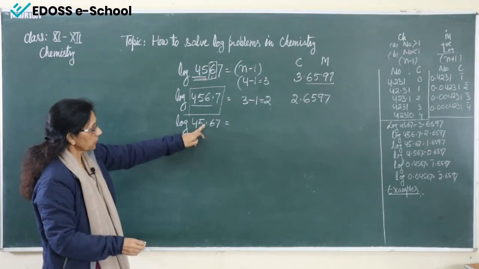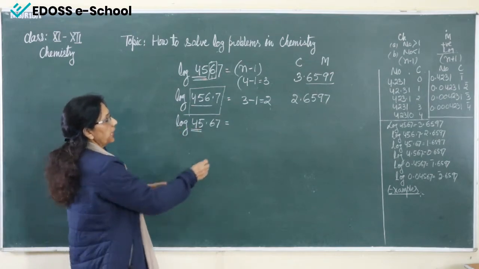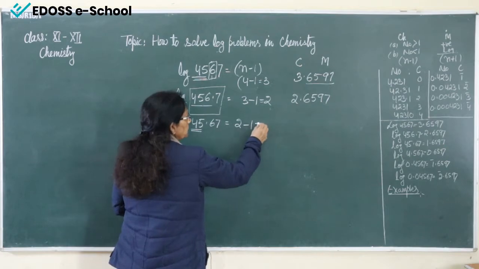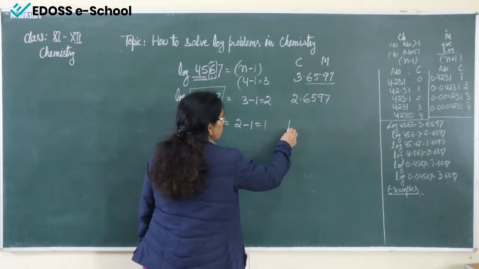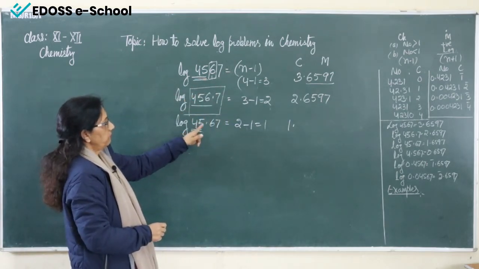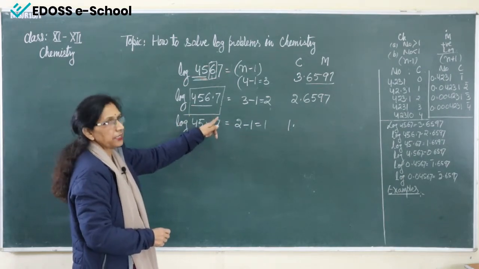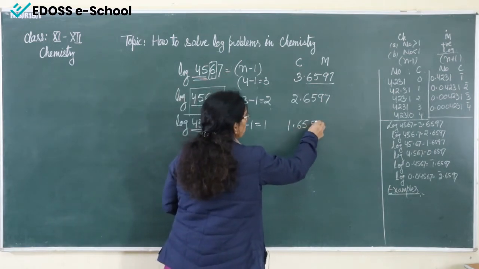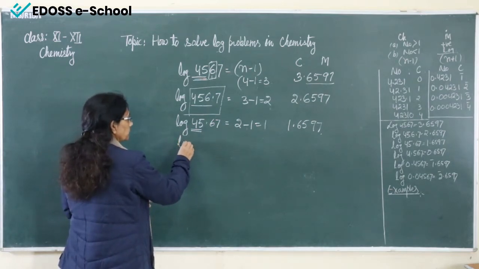Okay, so for this again, what will be the characteristic? Now n minus 1, so n is 2, 1 and 2, and minus 1, so this is 1. So this will be 1 point, this will be same. Mantissa will be same from the log table. From 45 we will see 6, and then mean difference of 7 we will add, so this will be 1.6597.